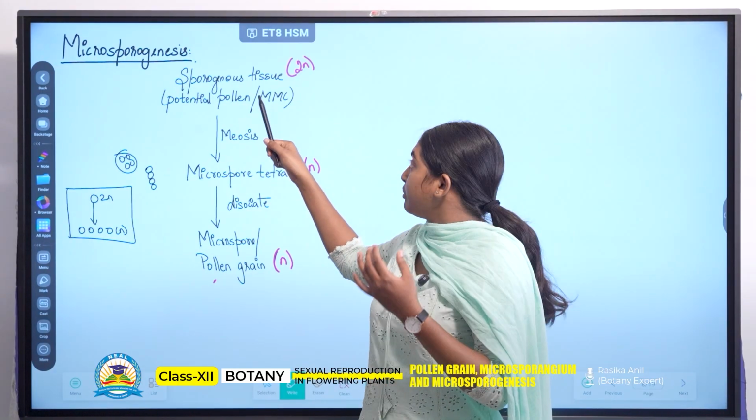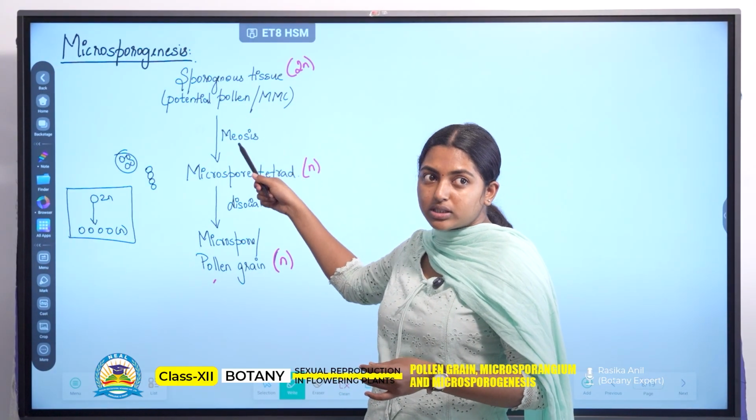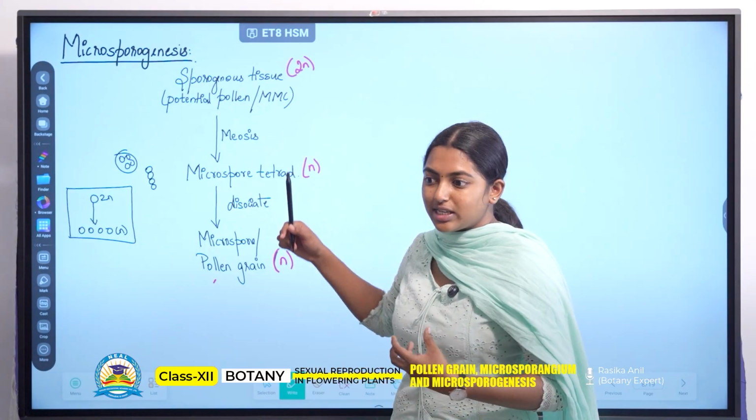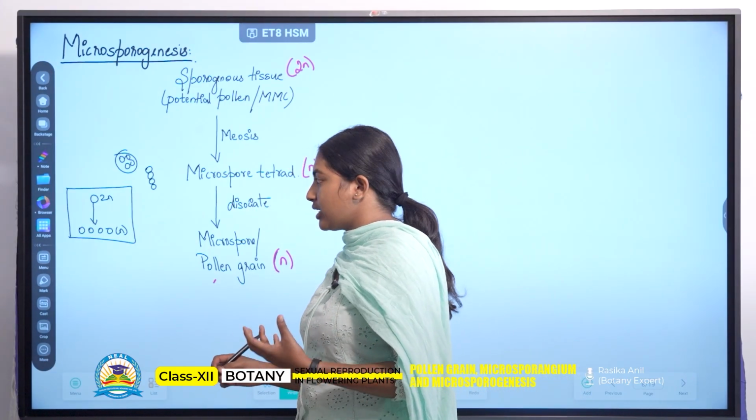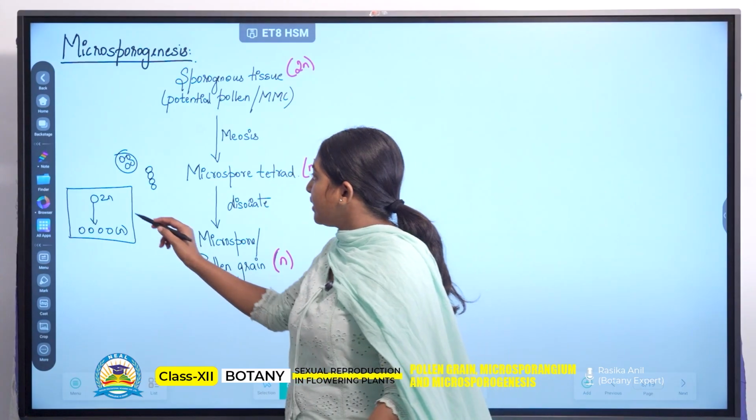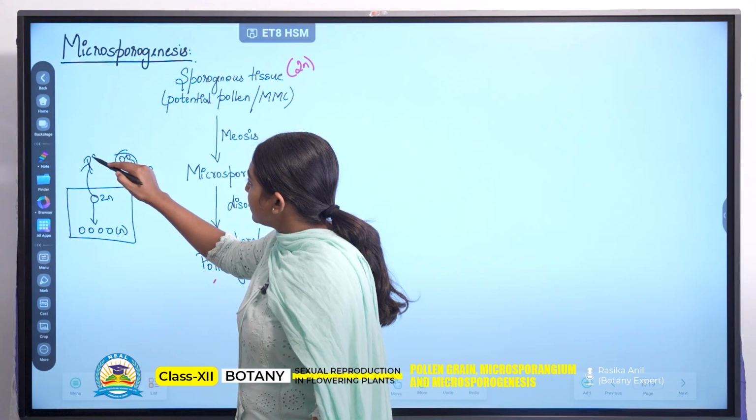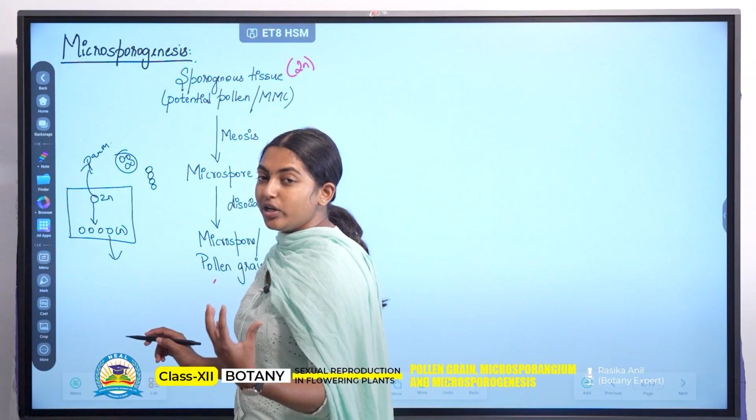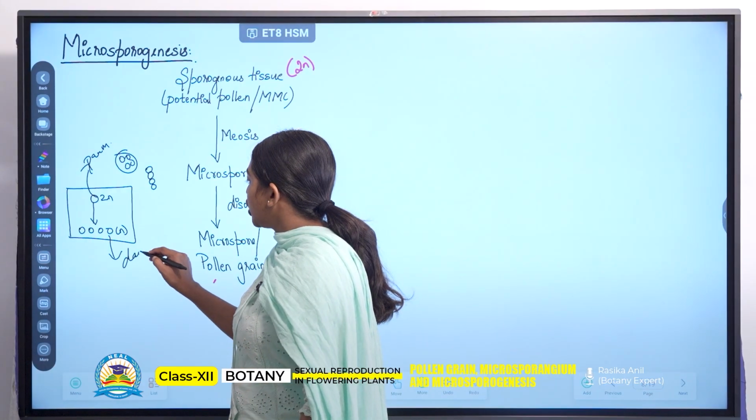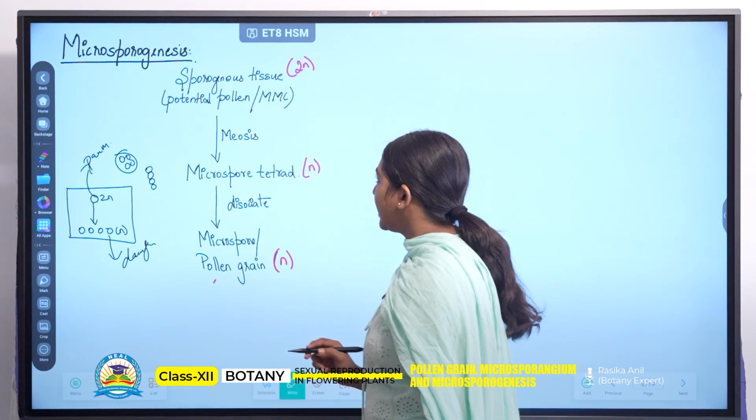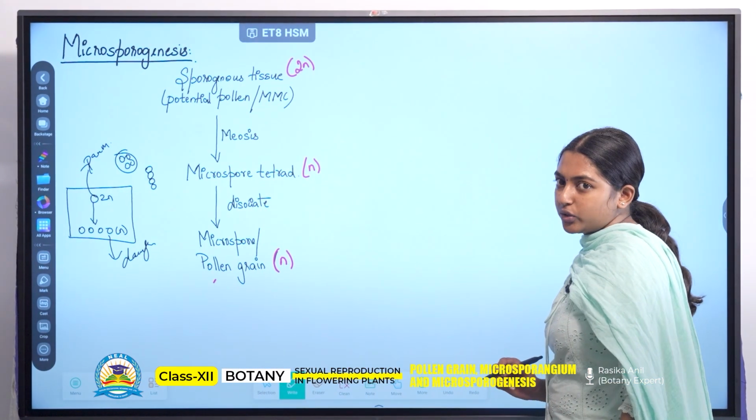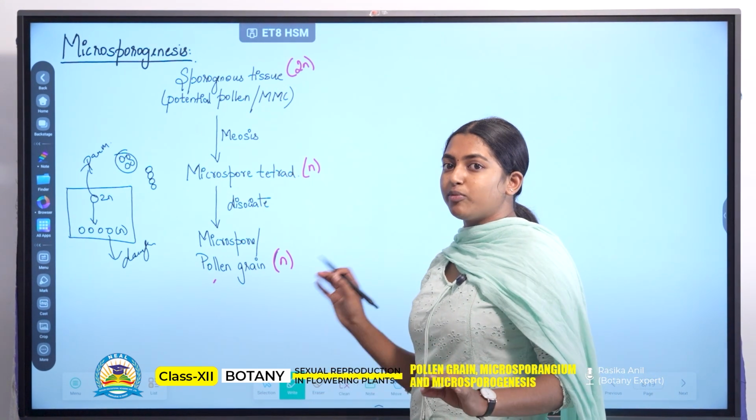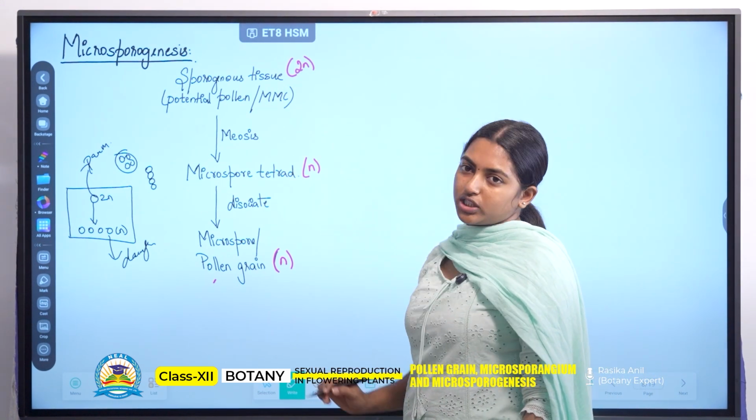It is also called the microspore mother cell because it is the mother of this microspore. Even when a cell is dividing, the dividing cell is called the parent or the mother, whereas the newly formed cells are called the daughter cells. So that is microsporogenesis. Microsporogenesis is simply the production of pollen grains from sporogenous tissue.